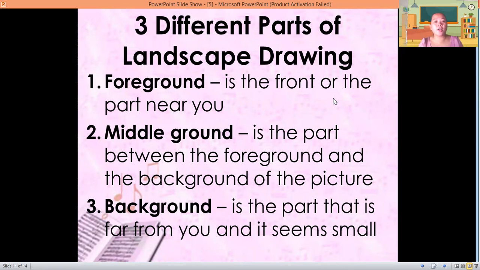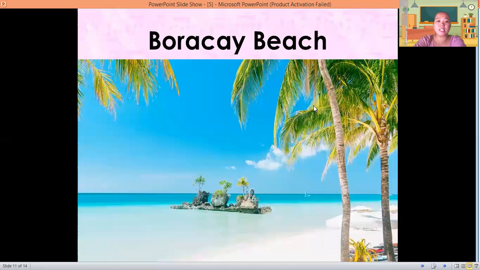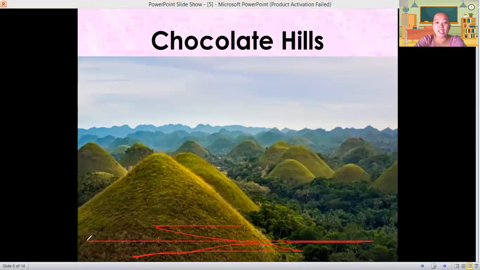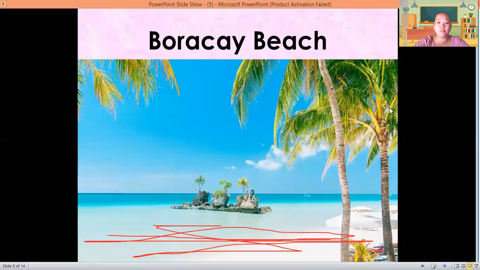Okay? For the foreground, it is the front or the part near you. So for example, this is my landscape drawing. The foreground here is this one, the one near to Teacher Bell or to the one looking at the picture. So this one is the foreground.